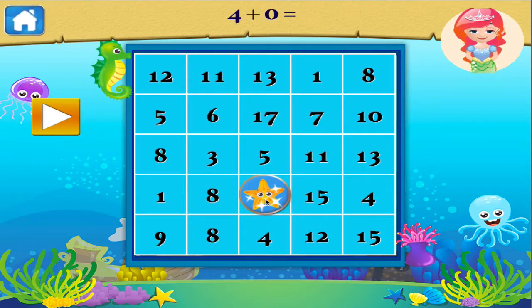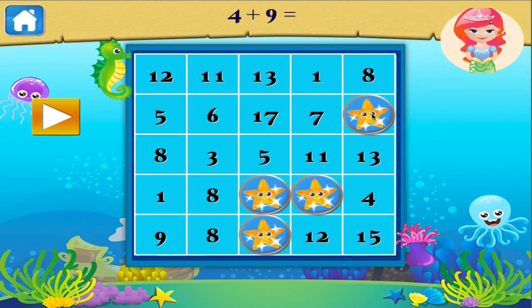4 plus 0 equals. 9 plus 6 equals. 7 plus 3 equals. 4 plus 9 equals. 4 plus 4 equals. 2 plus 7 equals.